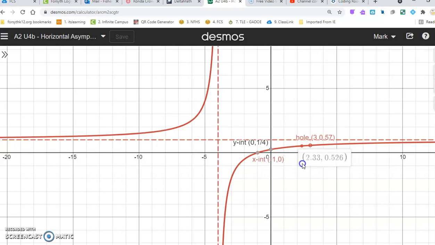And the same thing happens when it gets to the hole. Watch what happens. Watch what happens. Oh, at 3, the function is undefined. And then we continue after that. So those are the two things that we have to watch out for.